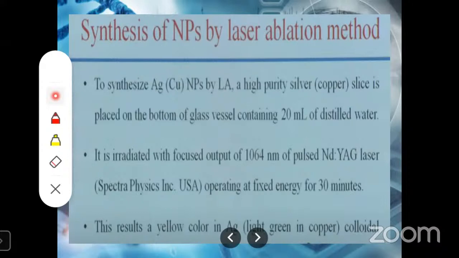And you apply laser light, like a 1064 nanometer pulsed Nd:YAG laser, operating at a fixed energy for 30 minutes. This will result in a yellow color in the case of silver nanoparticles, and in the case of copper nanoparticles, a light green color.